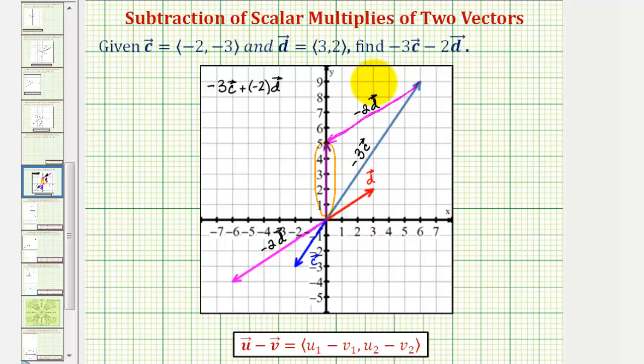The second way to show the sum would be to form a parallelogram using the vector negative 3c and the vector negative 2d. Notice to form the parallelogram, we would copy vector negative 3c here, and the resultant vector would be the vector that's the diagonal of the parallelogram with the initial point at the origin. Again, we have the vector here with an x component of 0 and a y component of 5.